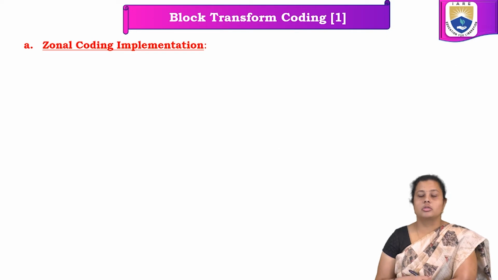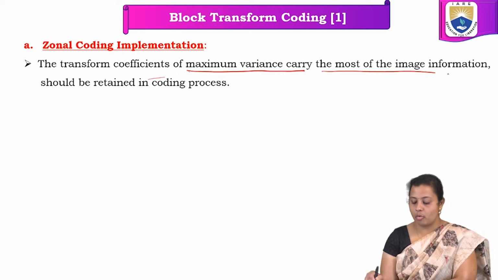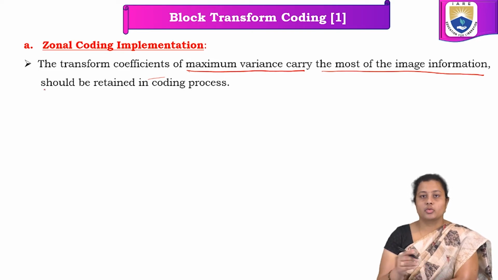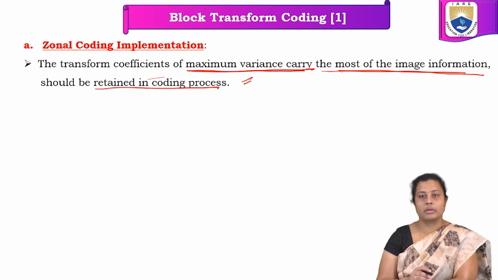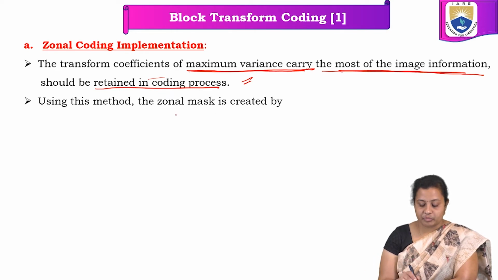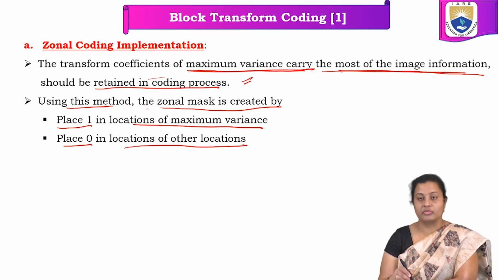We will see what zonal coding is and how it is used for masking. The transform coefficients of maximum variance carry most of the image information. So in zonal coding we assume that the transform coefficients with the maximum variance will have most of the information, so those should be retained in our coding process. The others which have lesser variance can be neglected. Using this method, the zonal mask is created by placing 1 in locations of maximum variance and 0 in the other locations.